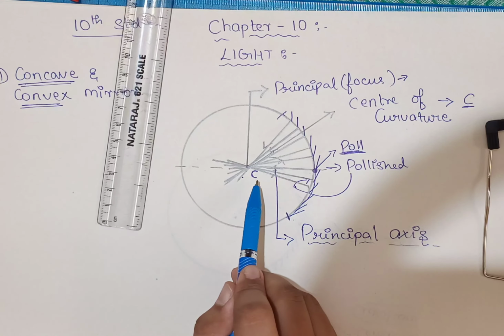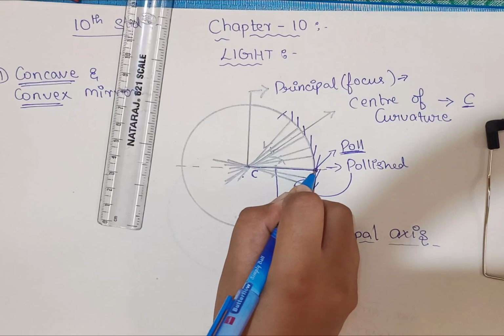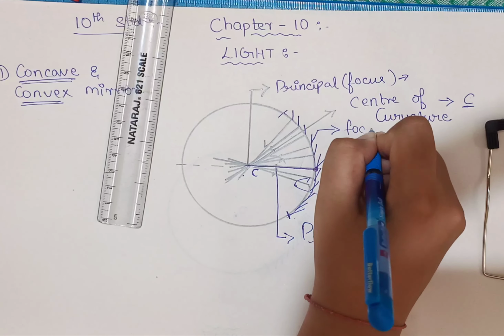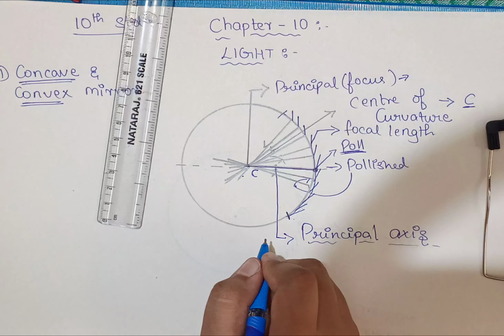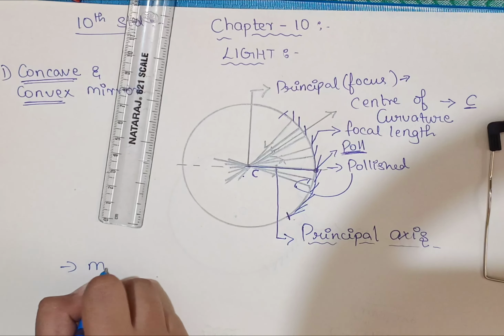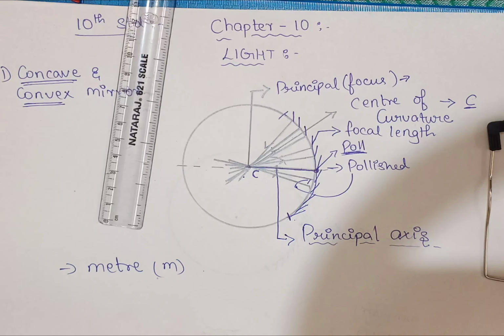The length between these two, the length between the principal focus and the pole, this is known as focal length. What is it called? It is called focal length, and it is measured in meters, small m. Okay. The length between the principal focus and the pole is known as focal length.